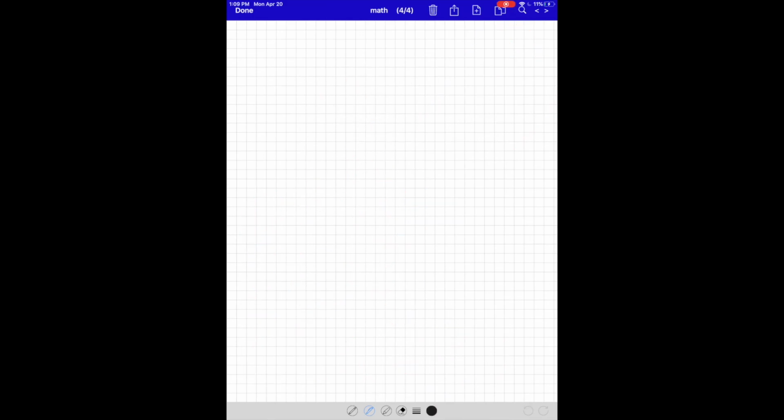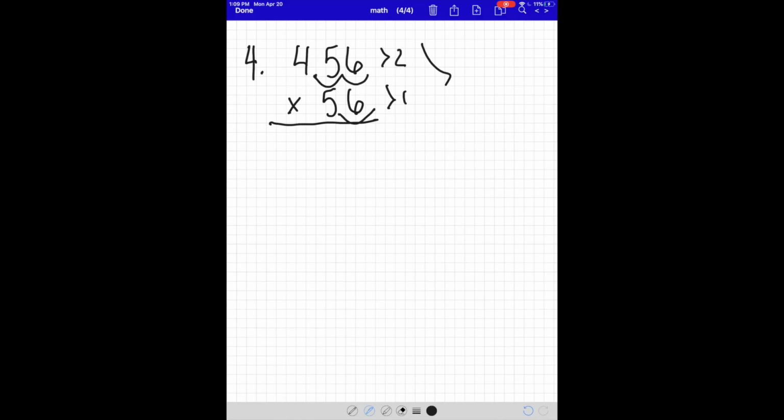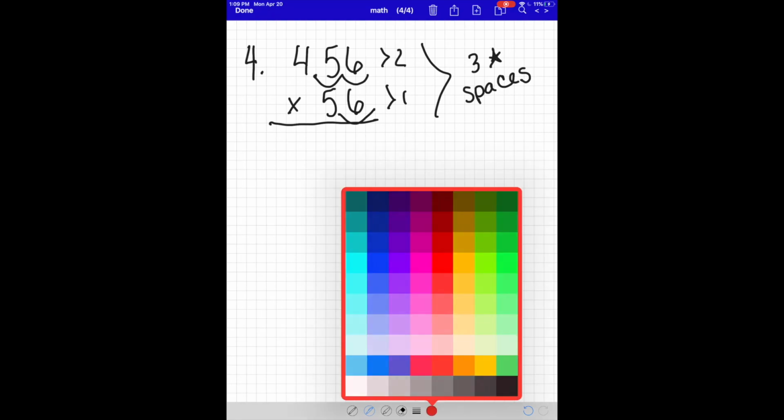Alright guys, this is number 4. 4.56 multiplied by 5.6. I'm going to count my spaces first. So here we have 2, here we have 1. So when we get to that part, we're going to move it in 3 spaces. Just for a reminder. Then we can start multiplying.